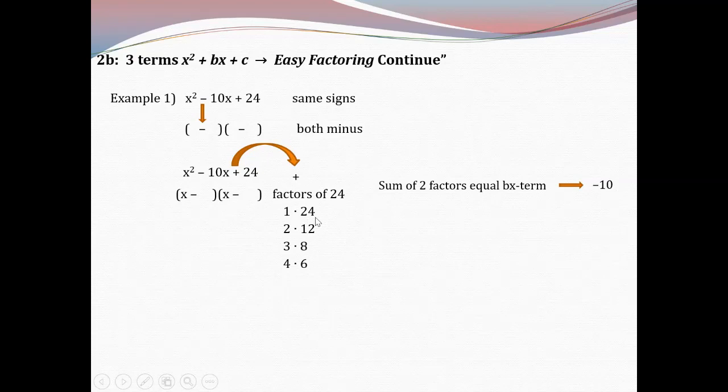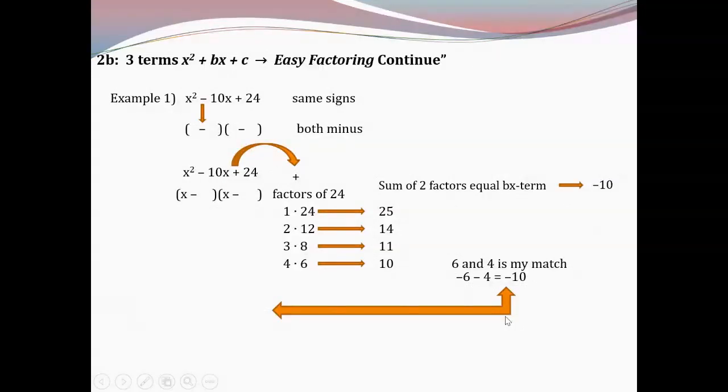So anyway, what's 24 plus 1? 25. What's 12 plus 2? 14. What's 8 plus 3? 11. What's 4 plus 6? It's going to give us 10. So where's the match? The match is 6 and 4, right? So I know that -6 minus 4 will give me my -10. So then to factor it, I'm going to put the 6 and the 4 there. That's how you factor this one here.